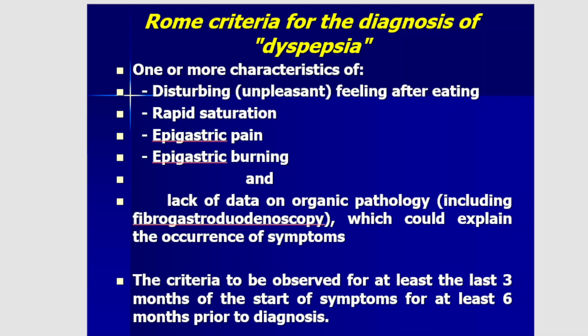Rome criteria for diagnosis of dyspepsia. One or more characteristics of a disturbing or unpleasant feeling after eating, rapid saturation, epigastric pain, epigastric burning, and lack of data on organic pathology, including endoscopy, which could explain the occurrence of symptoms. The criteria must be observed for the last 3 months, with the start of symptoms at least 6 months prior to diagnosis.